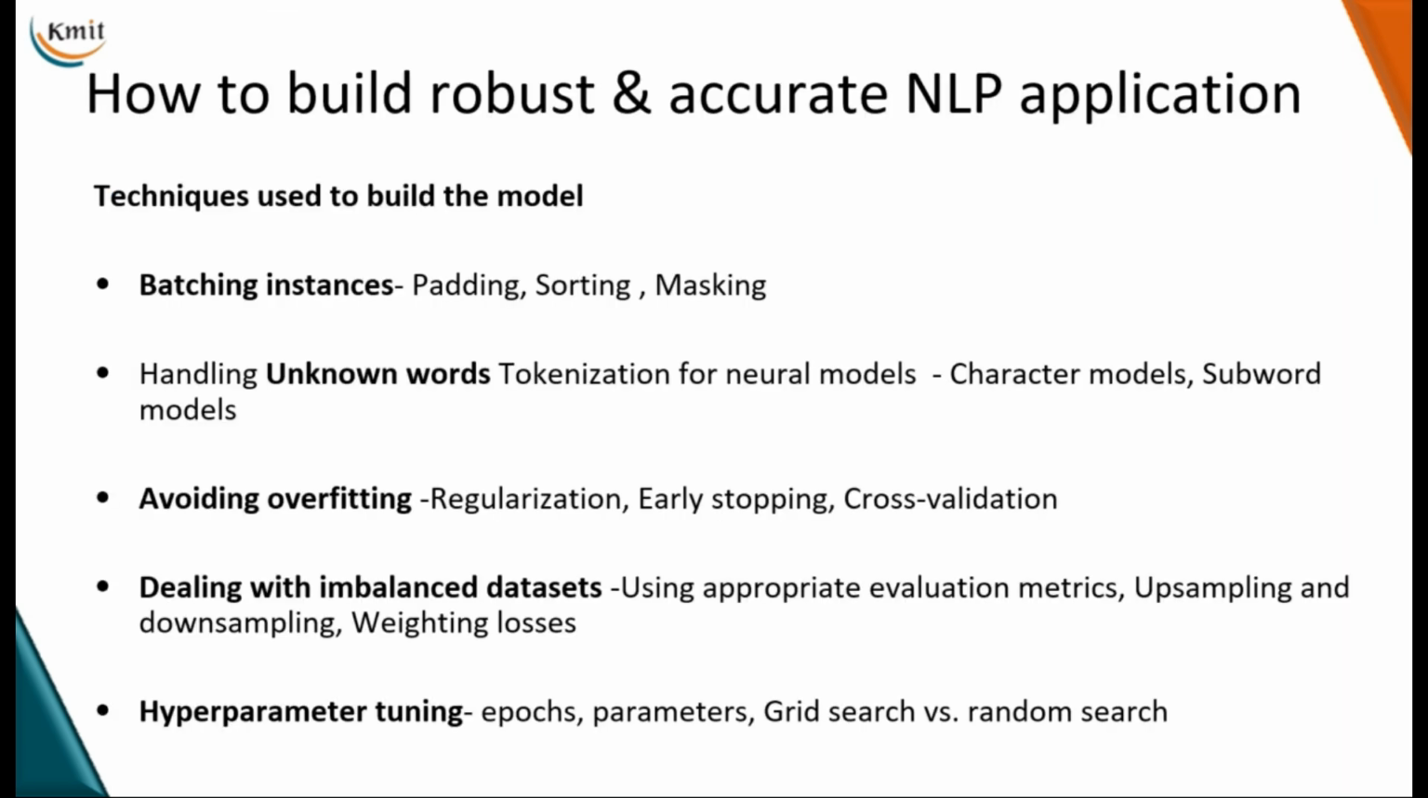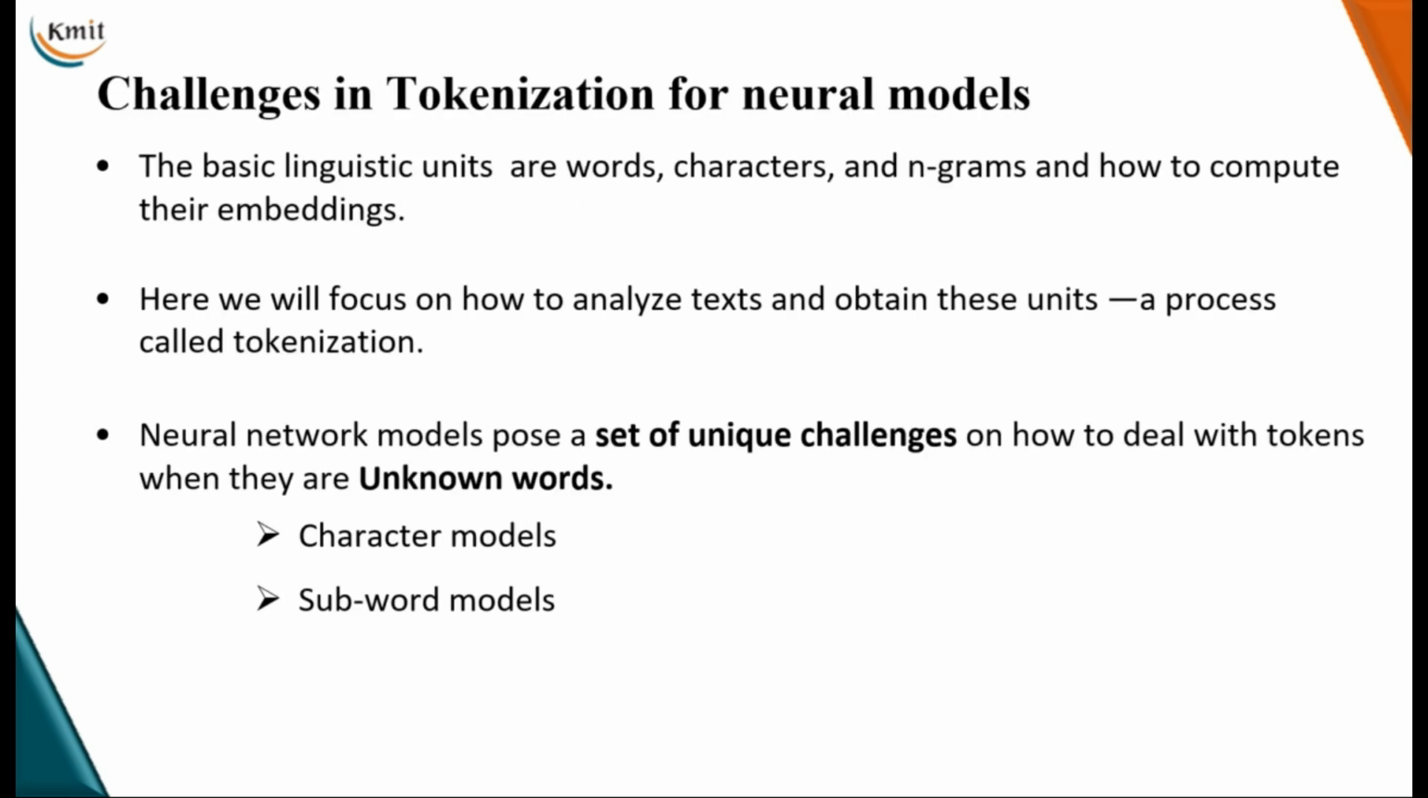In the last class we saw a few techniques we use to build a model, right? So batching instances is done. Today we will see how to handle unknown words, that is, tokenization for neural models. Because in an NLP application, the input we give is a sequence or a sentence, and the model will not understand this sequence directly, so the first and foremost step is tokenization. How do we tokenize for neural models, that is character models or subword models, is what we will discuss today.